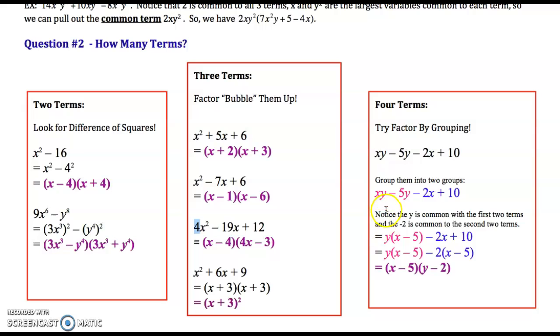And if you have 4 terms, your goal is to factor using grouping, where you split your equation into 2, and you pull out the common terms from the first 2, you pull out your common terms from your second 2, and then you pull out the factors that are common to both of these.